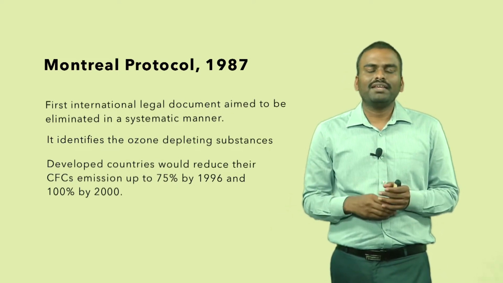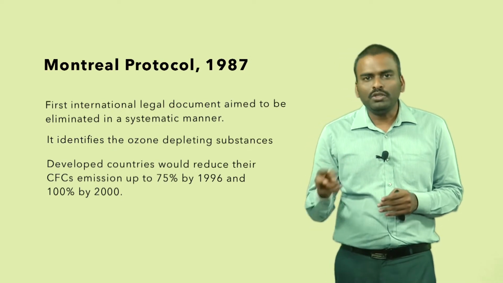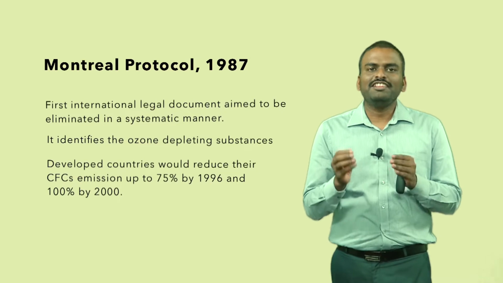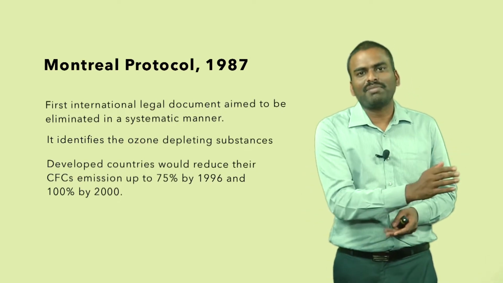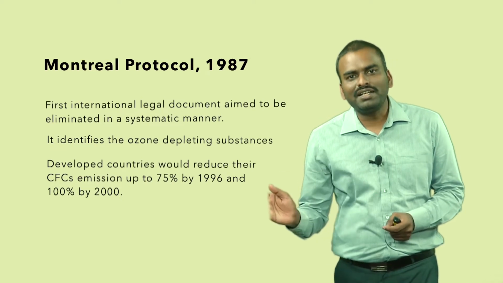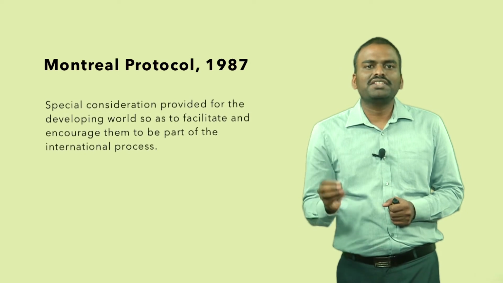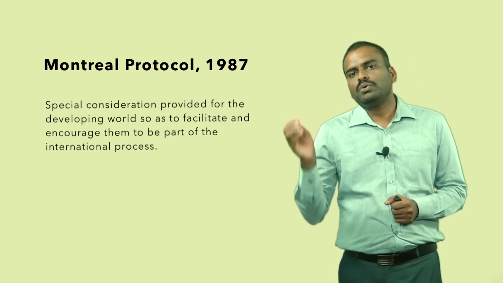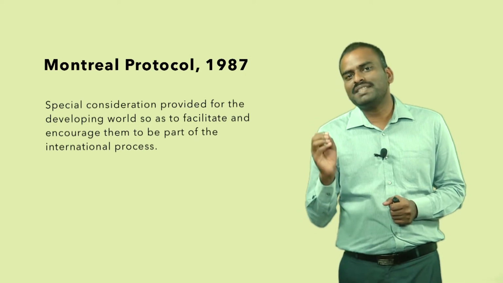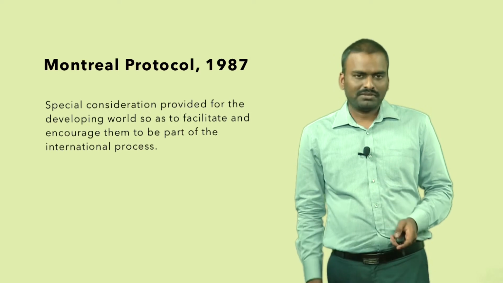That is the reason why the Montreal Protocol addresses the ozone depletion problem in two ways, and in this context the developed countries have been handled in a particular manner and rest of the countries have been handled in a different manner. There is a special consideration being provided to the developing countries to eliminate the ozone depleting substances and their uses at the domestic level.